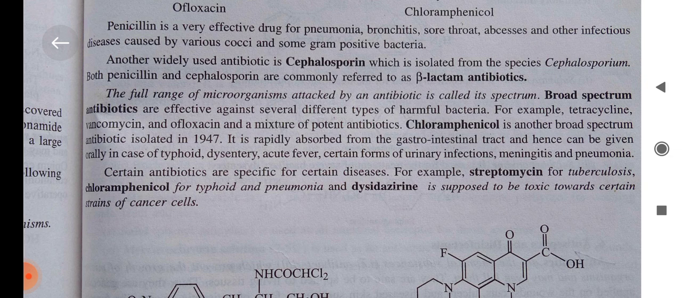Certain antibiotics are specific for certain diseases, for example, streptomycin for tuberculosis, chloramphenicol for typhoid and pneumonia, and dysidazirine is supposed to be toxic towards certain strains of cancer cells.